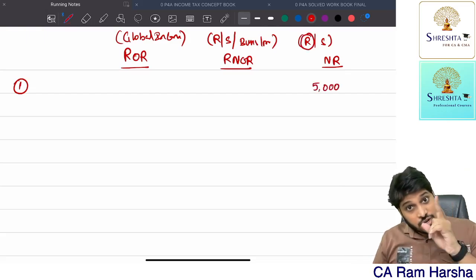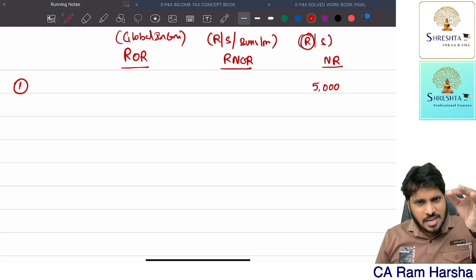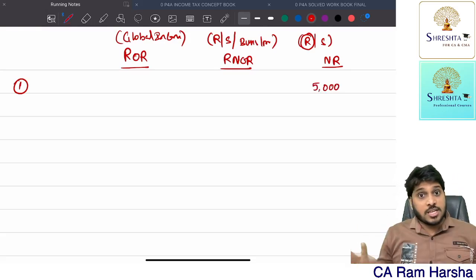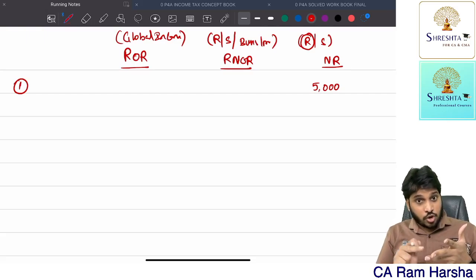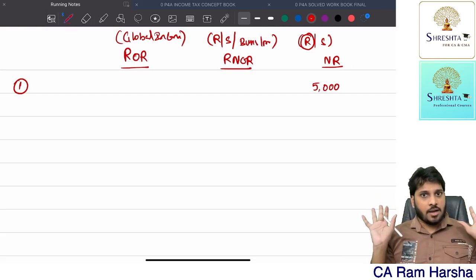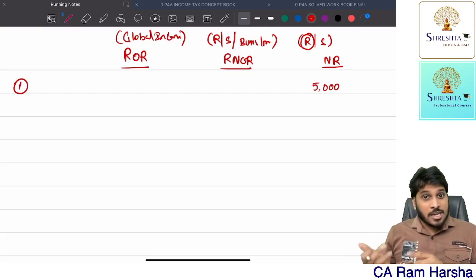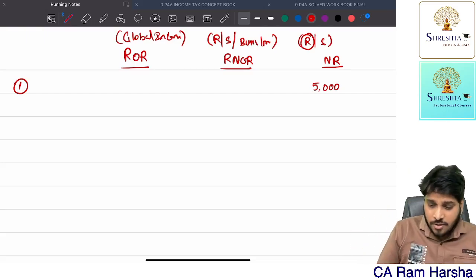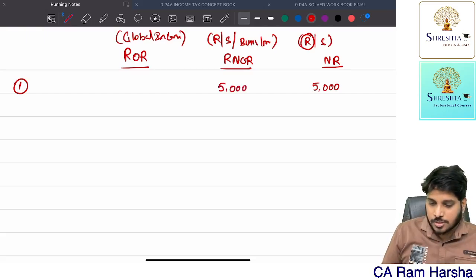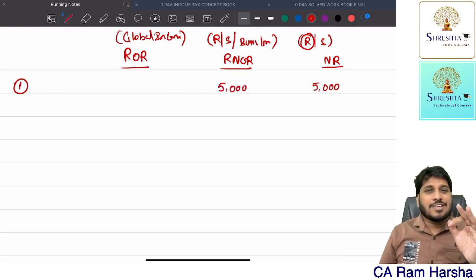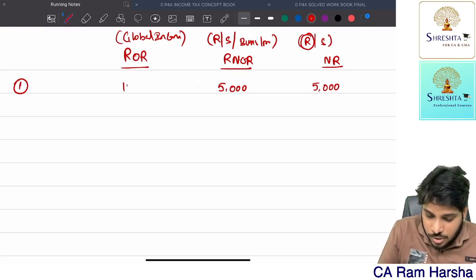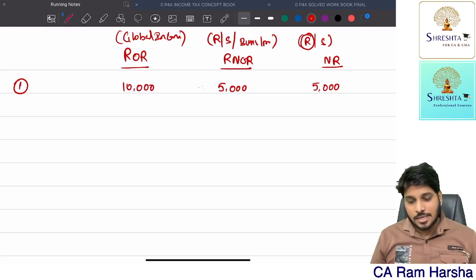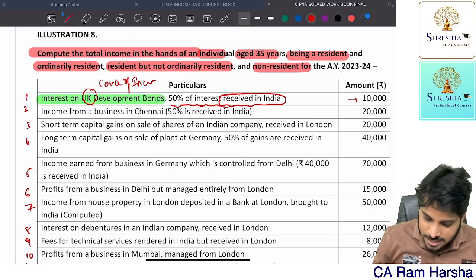Even for resident but not ordinarily resident, if the income is received in India, only then taxable. Source is outside, received in India, taxable. Source in India, taxable. If source is outside, only business controlled from India is taxable. Now in this example, source is outside, but received is in India. Only 50% is taxable, 5,000. Now for ROR, whether source is in India or outside India, global income is taxable, which means the amount is 10,000. Correct?